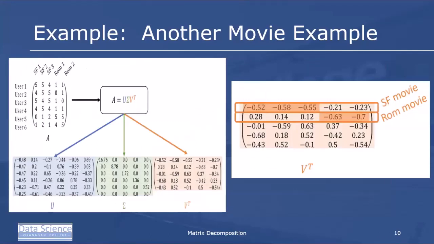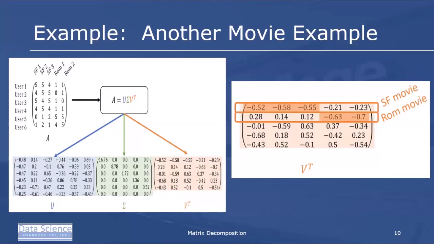Let's first take a look at the V matrix. You can see that the first and second rows of V transpose, or the first and second columns of V, find science fiction movies and romantic comedy movies. The first 3 movies are science fiction movies, and you can see that the vector V1 points in the direction of those movies. Similarly, the last 2 movies are romantic comedy movies, and vector V2 points in the direction of romantic comedy movies.